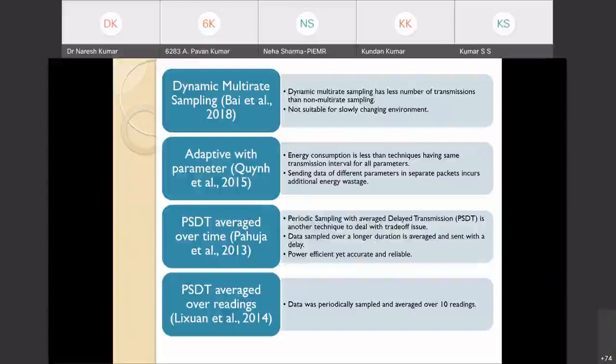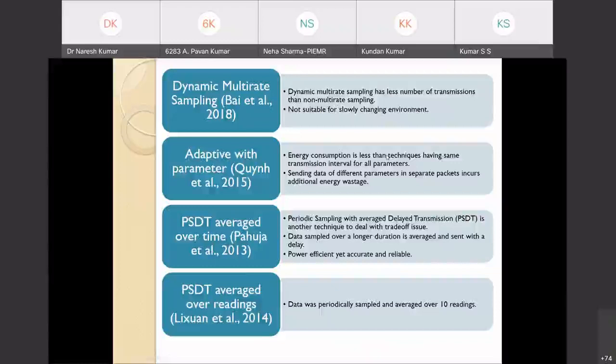And then we have PSDT, that is, sampling with average delayed transmission. That is another technique to deal with these trade-off issues. Data sampled over a longer duration is averaged and sent with a delay. So this is power efficient, yet accurate and reliable. PSDT averages overall readings, so data was periodically sampled and averaged over 10 readings. So one can use this kind of sampling.